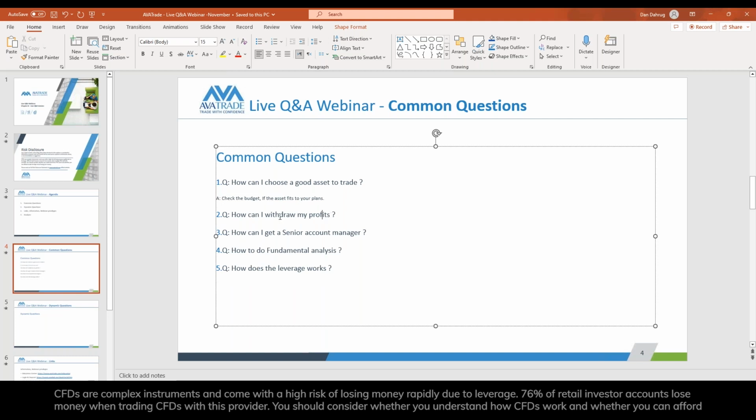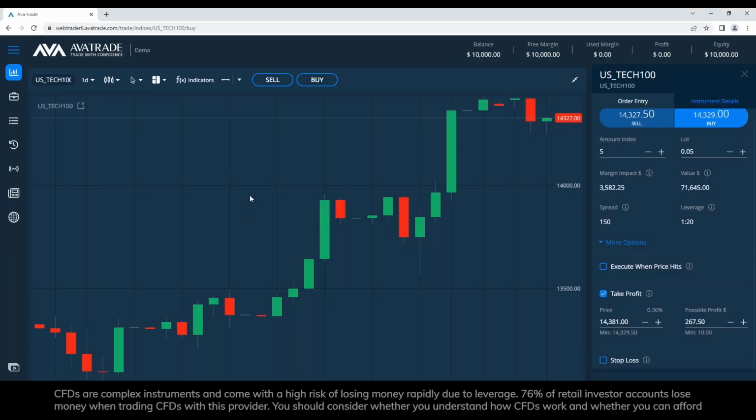Okay, the second thing is how can I withdraw my profit? So guys, I'm gonna turn off the screen for a second because I've got to change from the demo here to a real account to show you. Just a moment.